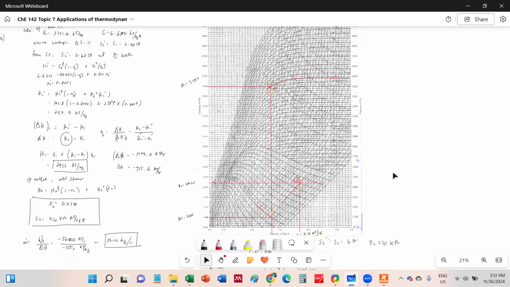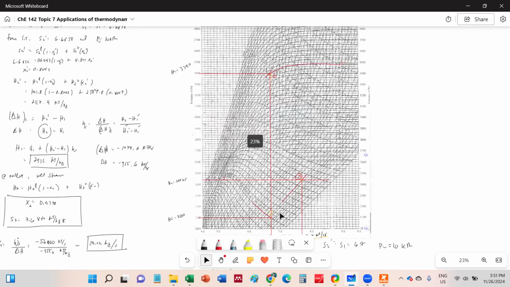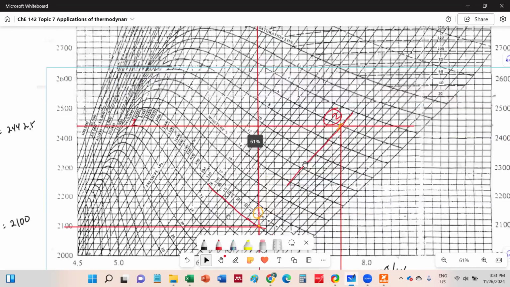However, since efficiency is given, we calculate for the actual expansion using the efficiency. What do you notice? The actual process does not really go in a vertical line, but rather goes slanting to the right. From the inlet to the outlet, the line slants towards the right. And why is that? Because on the x-axis, let me zoom in, this is the entropy.